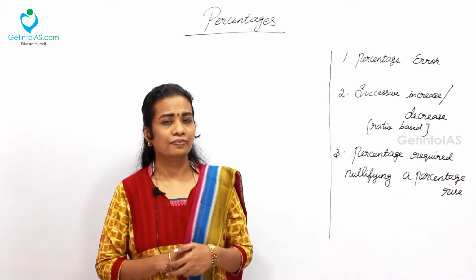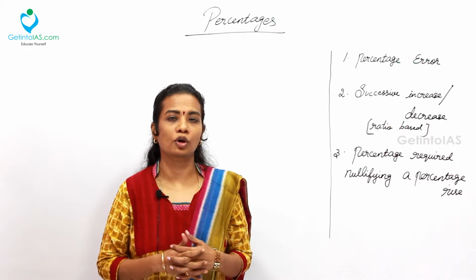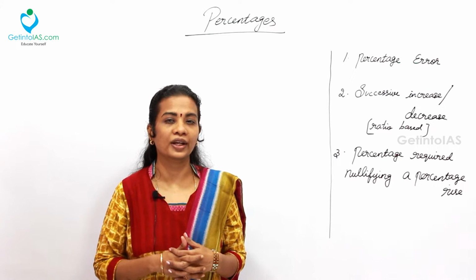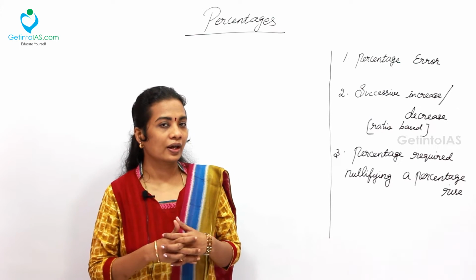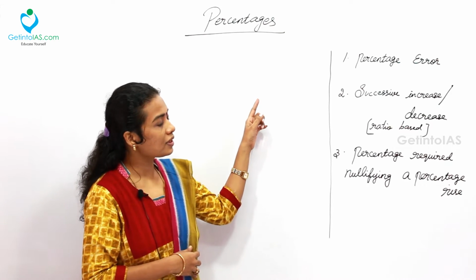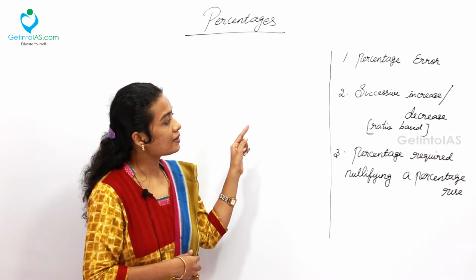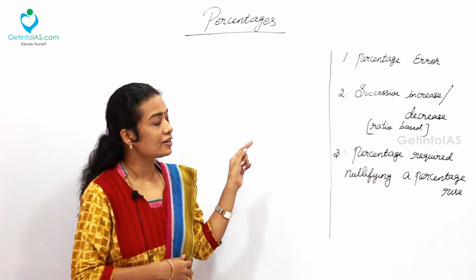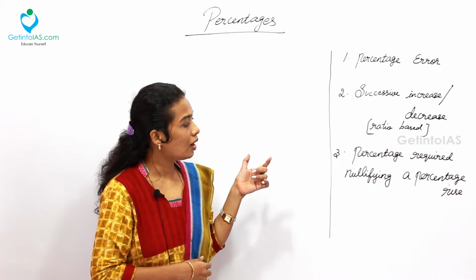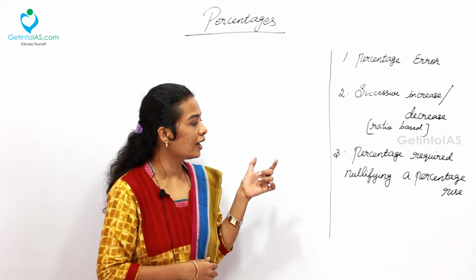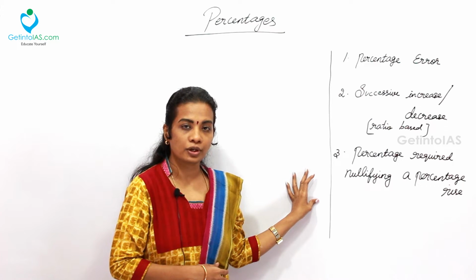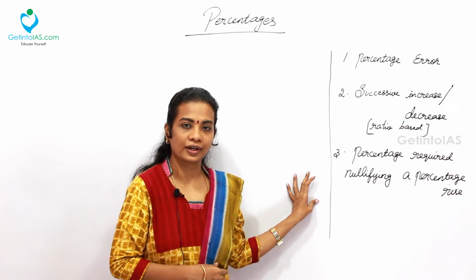In the last videos, we have learned some of the problems on percentages and also we learned so many tricks in that. In this session, we are going to deal with percentage error, successive increase and decrease, which is a ratio based question. The last one is percentage required nullifying a percentage rise. The third one is the very most important subtopic of percentages.